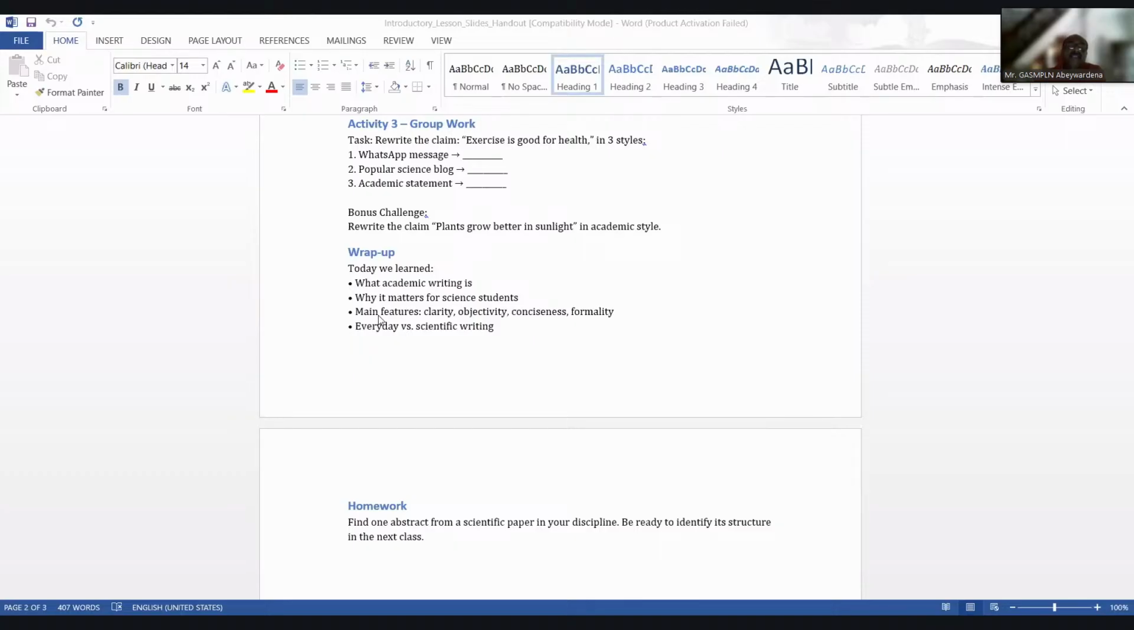Right? Main features of academic writing: clarity, objectivity. Objectivity means one for all, correctness and formality. Then we talked about the difference between everyday language and scientific language. Informal, formal. Right. Finally, we have one more activity, that is the summary, actually. That is also related to summary.